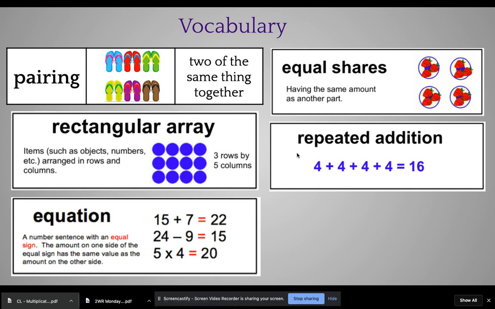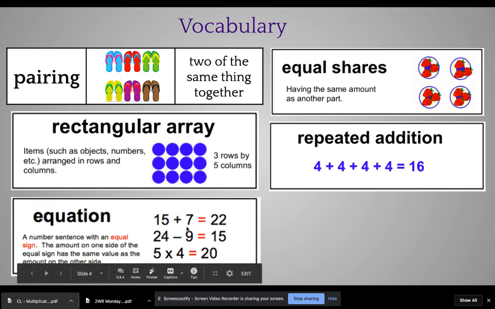Repeated addition is, remember, something plus something plus something to get to your answer. So here we have 4 plus 4 plus 4 plus 4. And that would be 16. Here we're going to be talking about an equation. So a number sentence with an equal sign. Remember that one side of the equation is going to be the same as the other side. So 15 plus 7 is going to be equal to 22. 24 minus 9 is equal to 15. And 5 times 4 equals 20.